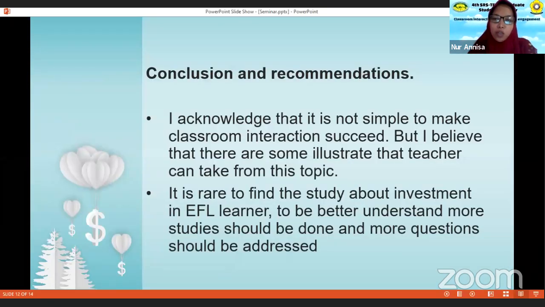In conclusion and recommendation, I acknowledge that it is not simple to make classroom interaction successful, but I believe there are some results that teachers can take from this topic. Because it is rare to find studies about investment in EFL learners, to better understand, more studies should be done and more questions should be addressed. Thank you.